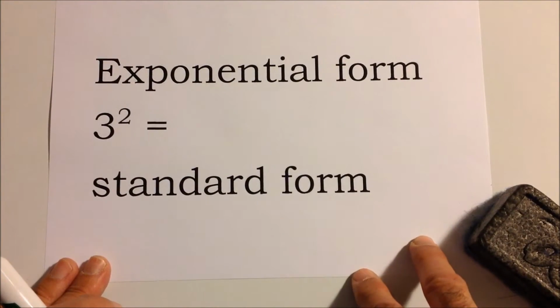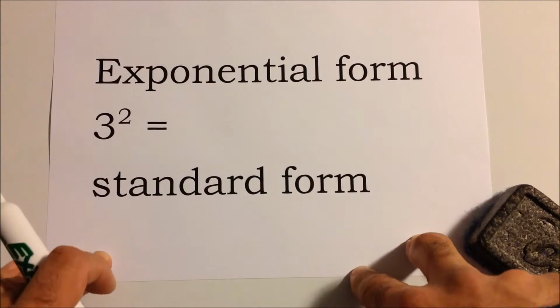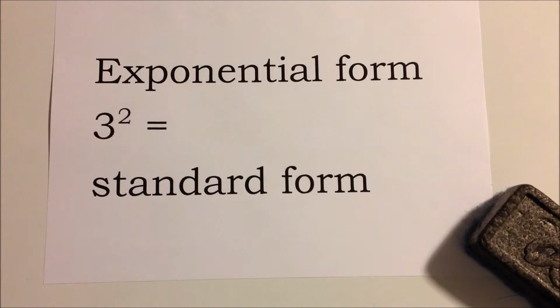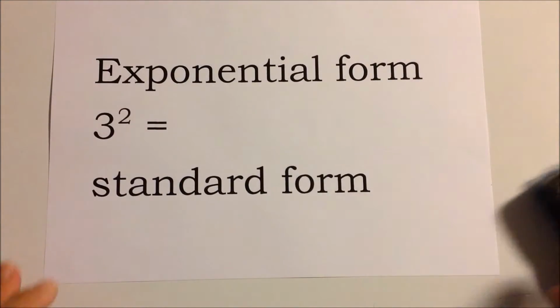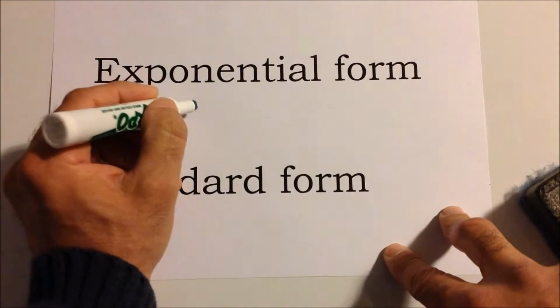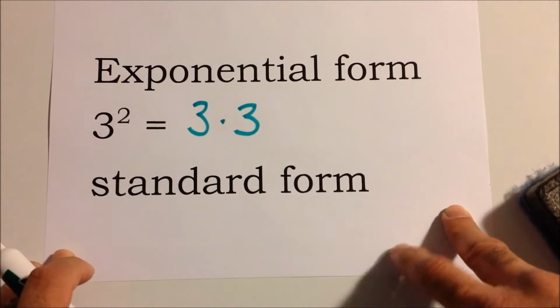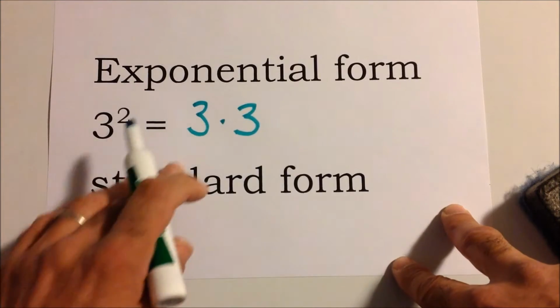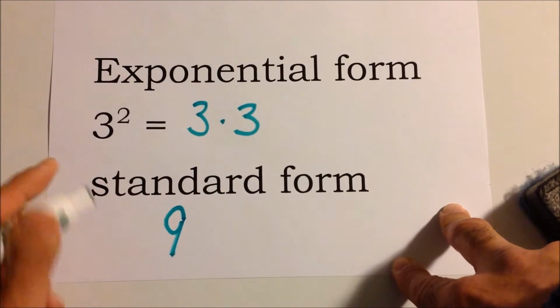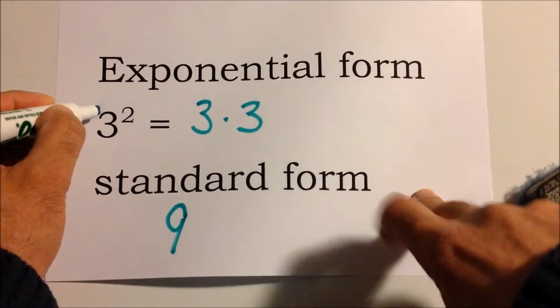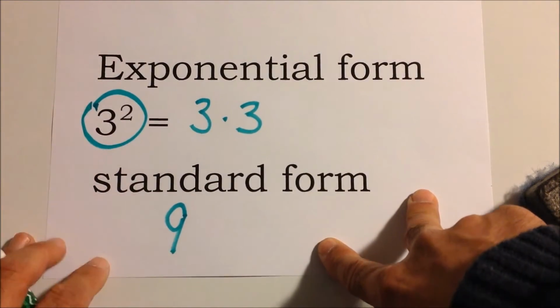So see if you can find what this answer is. This is 3 squared, or what other ways can we say it? We can say 3 to the 2nd power, or we can say the 2nd power of 3. So in repeated multiplication, this is 3 times 3. And standard form just means the normal number we would say. So 3 times 3 is 9. So 9 is in standard form. It's the answer in standard form. And 3 squared is how we write it in exponential form.